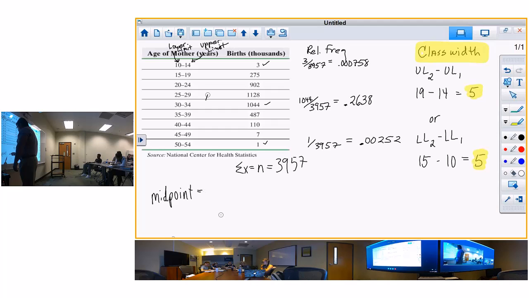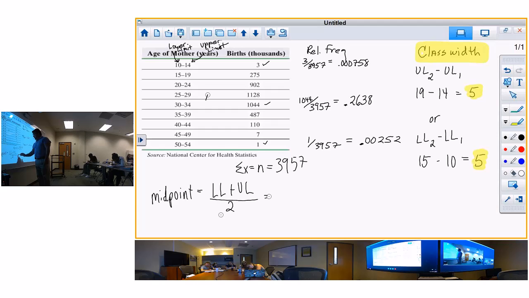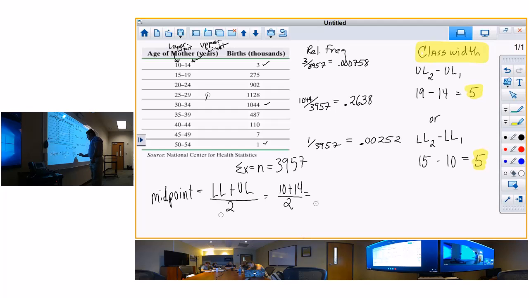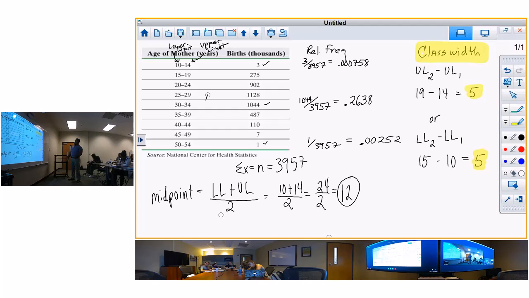Okay, and that's equal to the lower class limit plus the upper class limit divided by 2. So I'm just going to pick the first one. 10 plus 14 divided by 2 is equal to 24 divided by 2, and that's equal to what? 12. So the midpoint between 10 and 14 is 12. Oh, we got to calculate every one of those? No. Now all you do is you add the class width to the first midpoint.